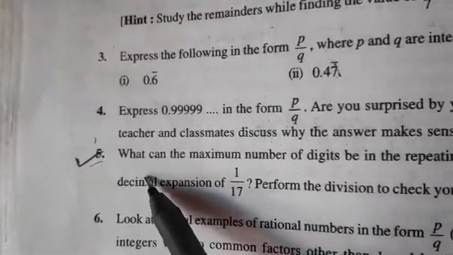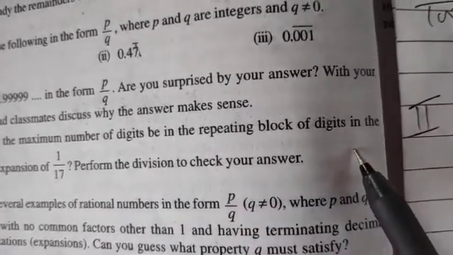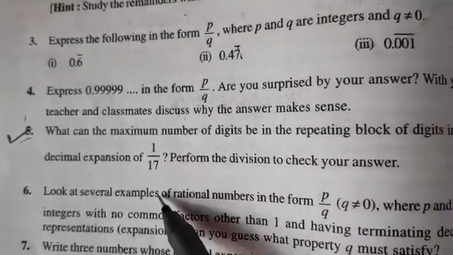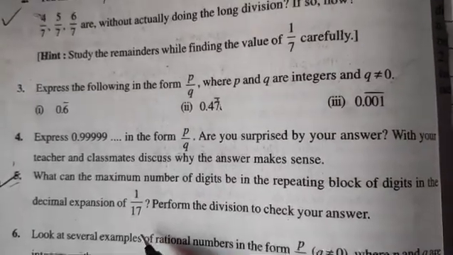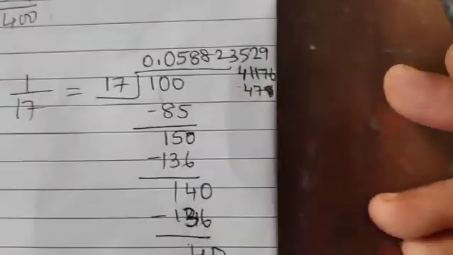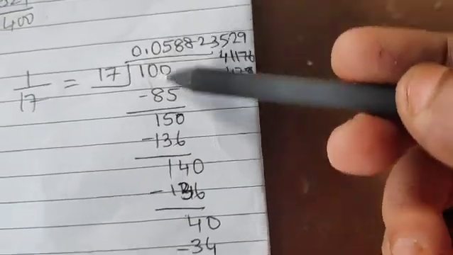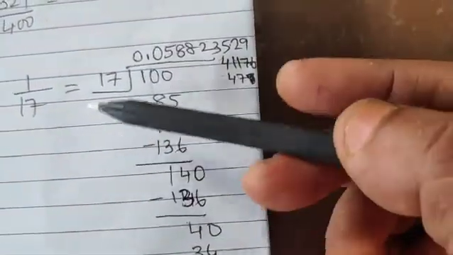Now there is a very interesting question which is asked. I am taking up the fifth one over here. What are the maximum number of digits in the repeating block of digits in the expansion of 1 by 17? Perform the division and check your answer, they are saying. Means you divide 1 by 17 and find out after how many digits the number will be repeated.